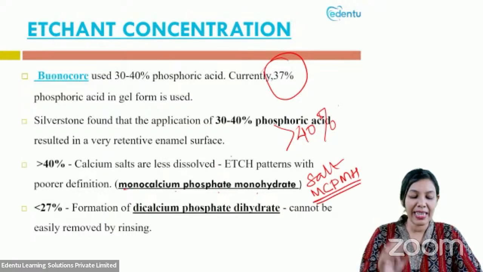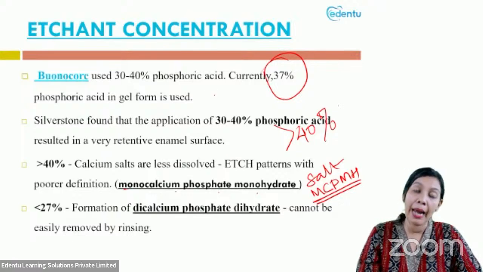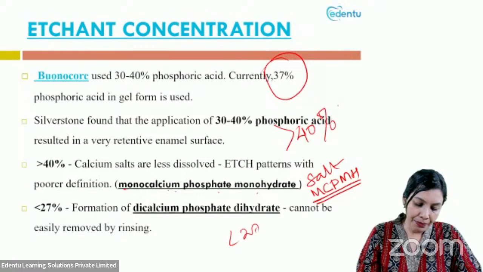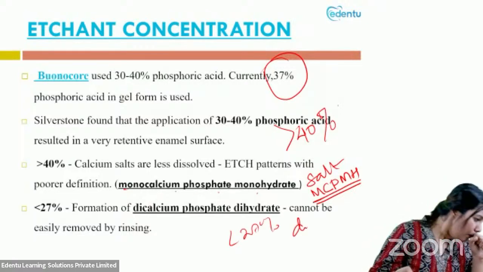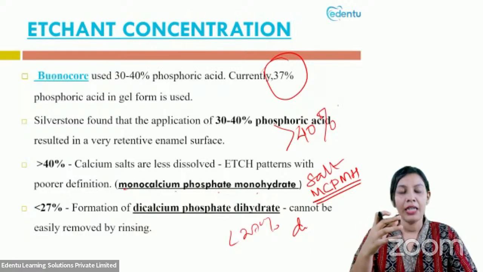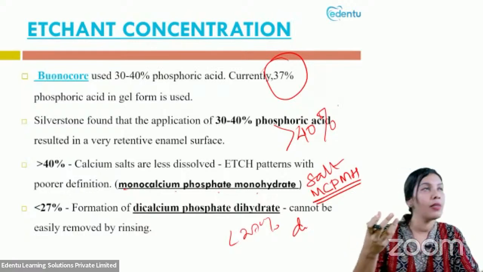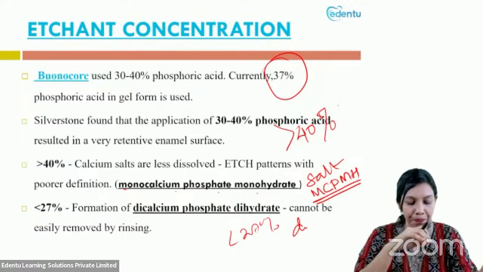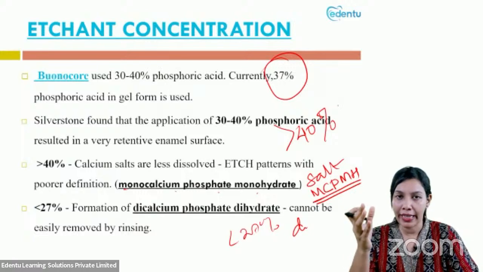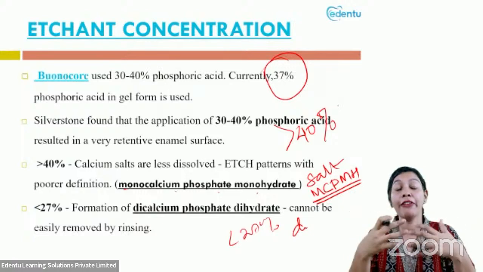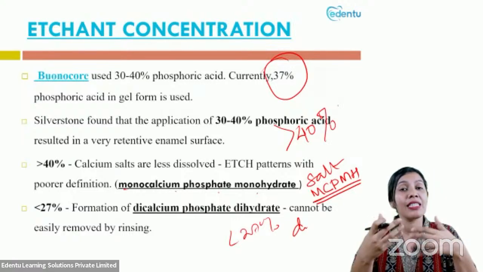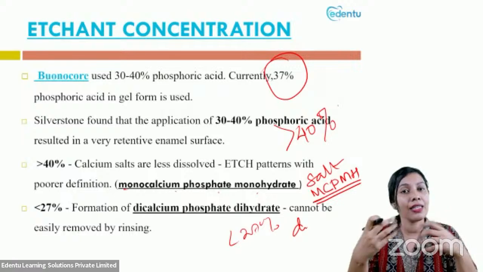So this is, just think mono. Mono is actually formed above 40%. Less than 27%, it is dicalcium. So this is actually the difference between the salts that are formed. That is, if it is more than 40%, mono is formed. What happens if it is less than 27%? Di salts are formed.